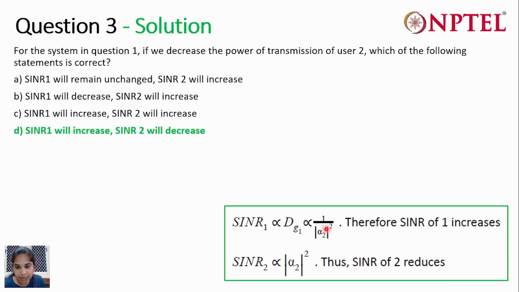If this value is large, then your SINR is going to reduce. So if this is small, like if you're reducing the power of user 2, then we're going to have a good SINR for user 1. But mod of alpha 2 square will be directly proportional to SINR 2, so it's going to directly affect the SINR of user 2.